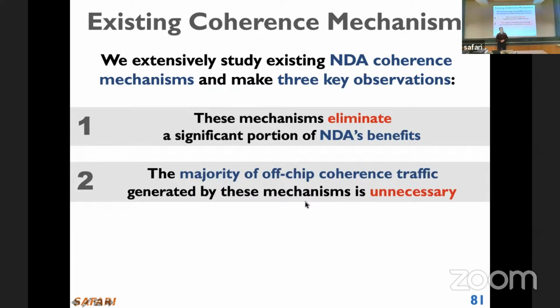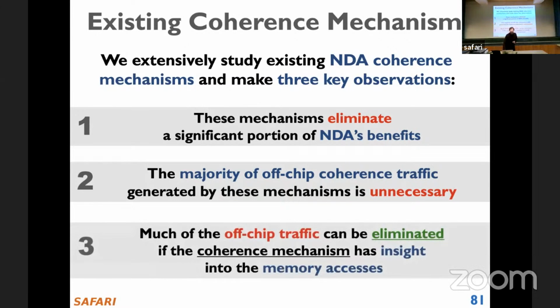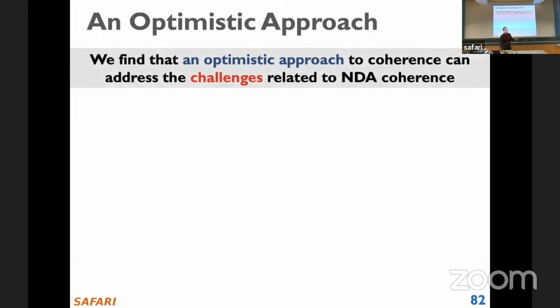If you can realize that off-chip coherence is unnecessary, maybe you do coherence at a coarser granularity, as this work does. And much of the off-chip traffic can be eliminated if the coherence mechanism has insight into the memory accesses. We will see what that means. Basically, you keep track of which blocks are read and written, and you do a coherence check in bulk across those blocks. So it's going to be similar to some of the transactional memory mechanisms that I'm going to mention at the end. It's going to be an optimistic approach. Optimistic means you have some processor, and it optimistically assumes that it has permissions to update the blocks and read the blocks, for example. This is optimistic versus pessimistic concurrency.